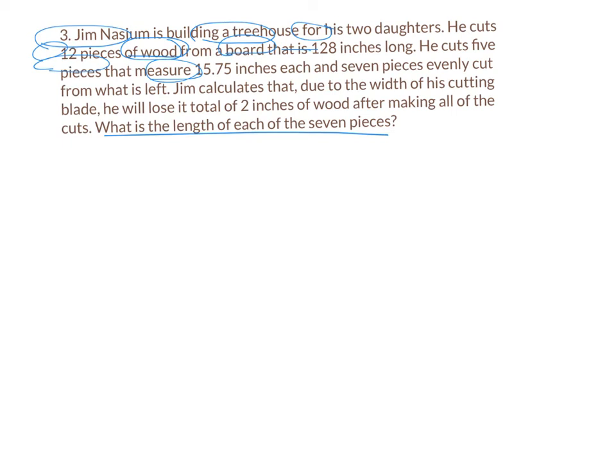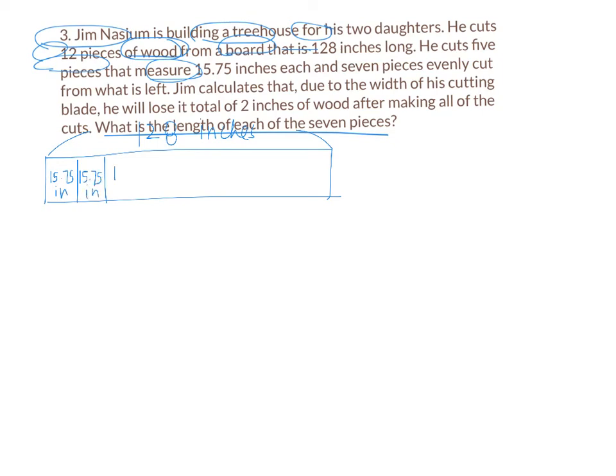Your tape diagram should look something like this. Altogether, how much wood is there? 128 inches. Okay. He cut one piece that was 15.75. Actually, here, you can write it inside like this. 15.75 inches. And he did that how many times? 5. So he has 5 pieces that are 15.75 inches.